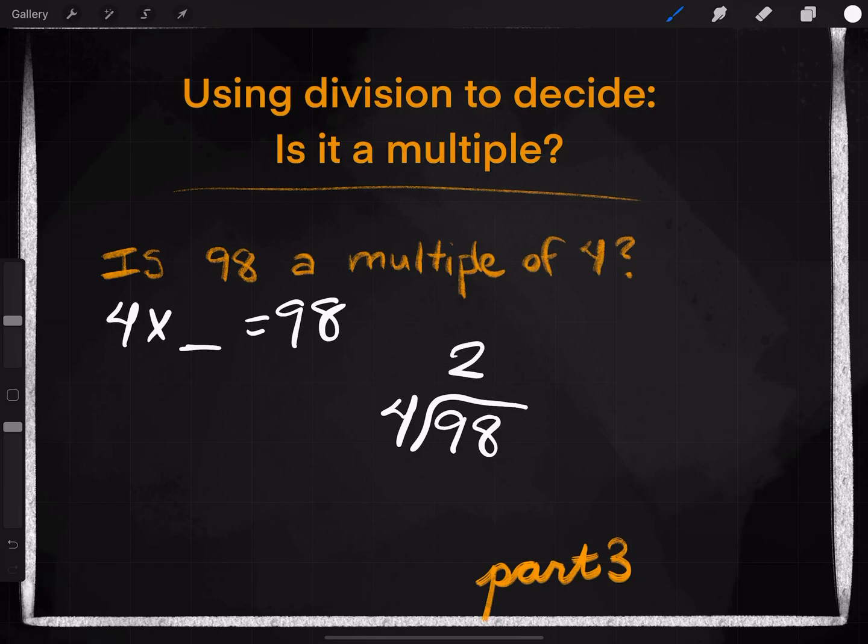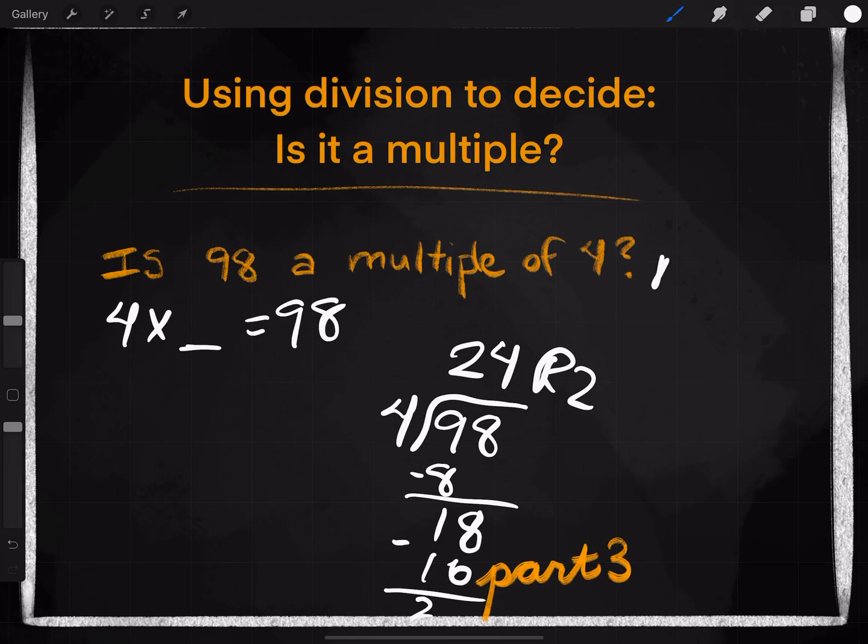4 times 2 is 8. So we have 18. 4 times 4 is 16. 2 is a remainder, so no. It's not a multiple, there's a remainder.